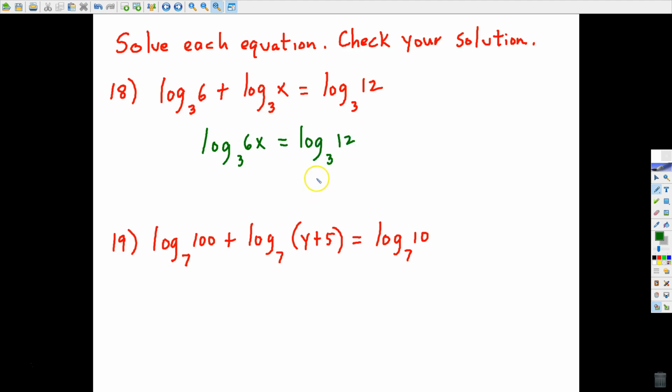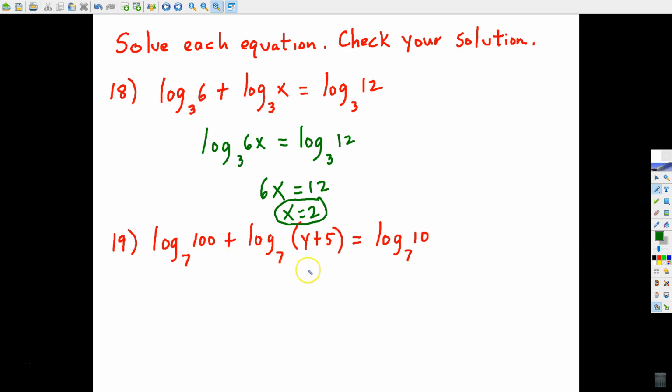And here's another property of logs. This is called the log property of equality. If I have an equation that is one log equal to another, and as long as the bases are the same, I can essentially just let these numbers, 6x and 12, equal each other and solve for x. So my answer for number 18 is x equals 2. That's the log property of equality. Now that's only for when it is one log equal to another and the logs have to be the same.